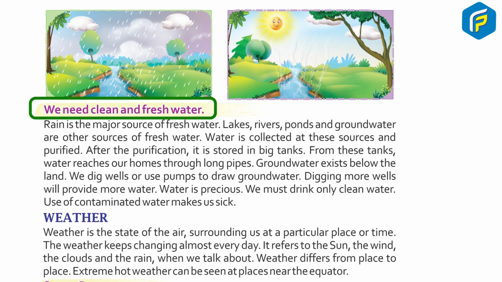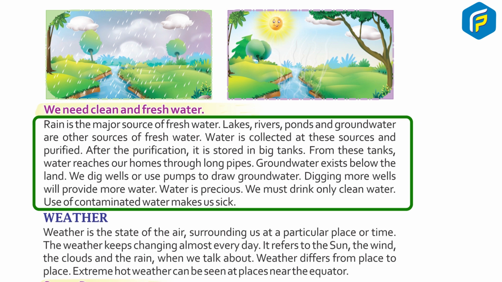We need clean and fresh water. Rain is the major source of fresh water. Lakes, rivers, ponds and groundwater are the sources of fresh water. Water is collected at these sources and purified. After the purification, it is stored in big tanks. From these tanks, water reaches our homes through long pipes.